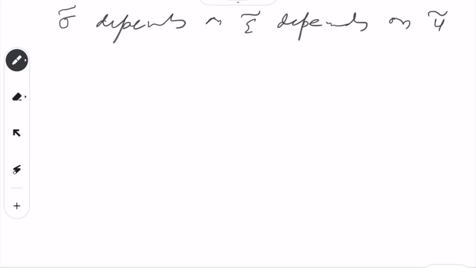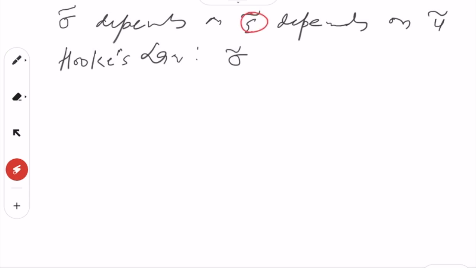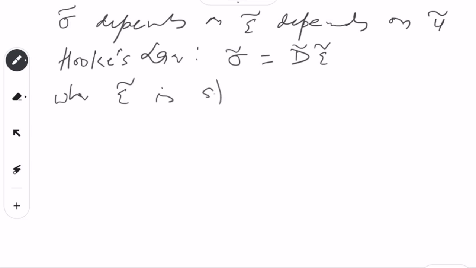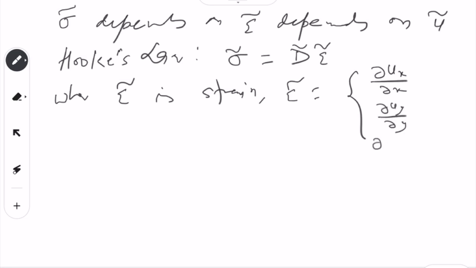So typically, for example, Hooke's law or generalized Hooke's law tells us that sigma is proportional to the strain, and that is equal to D times the strain tilde, epsilon. Here the strain vector is del ux over del x, del uy over del y, and del ux over del y plus del uy over del x. So this is what the relationship is.